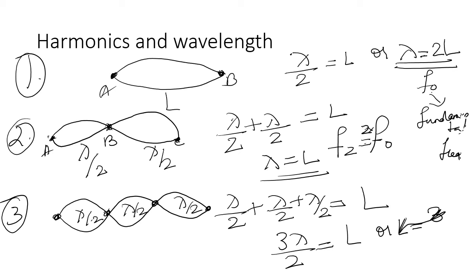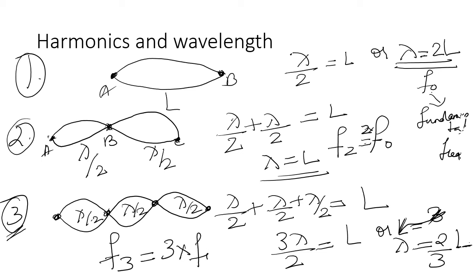or lambda is equal to 2 over 3 L. Okay, so that is what the wavelength is in the case of the third harmonic. In terms of frequency, the third harmonic frequency will be 3 times the fundamental frequency. The second harmonic was 2 times the fundamental frequency, the third harmonic will be 3 times the fundamental frequency, and it goes like that.